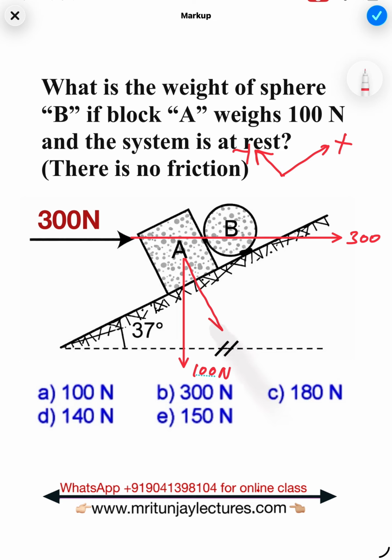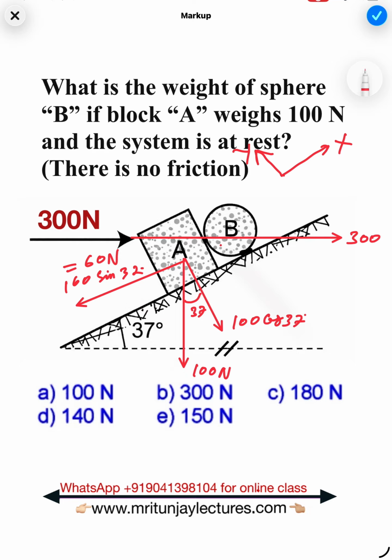So the component of 100 Newton along this direction is how much? 100 cos 37. Clear? Because this angle is 37. And now the next component along this, 100 sin 37. Sin 37 is 0.6. So that value is 60 Newton. Clear?